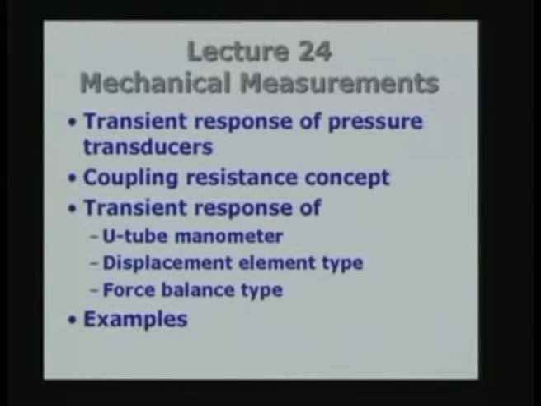What I am going to do is take 2 or 3 examples. One is the U-tube manometer, which is a very simple system, but from the point of view of transient, it is more complicated than the other two. Then we are also going to take a look at the displacement element type, and thirdly a force balance type. These have been already looked at purely from the point of view of operation earlier. We are going to look at the transient behavior of these systems also, and we will follow it up with an example or two depending on the time available.